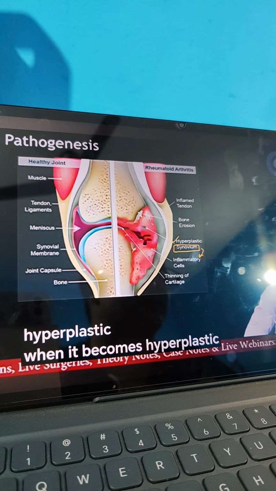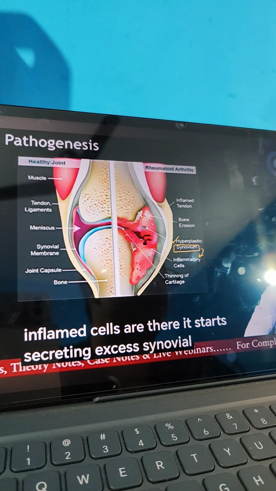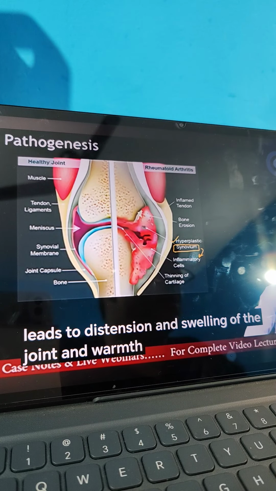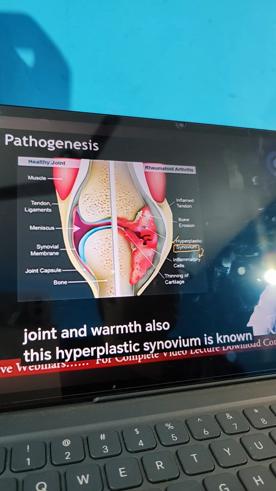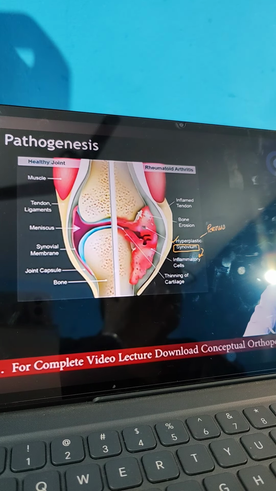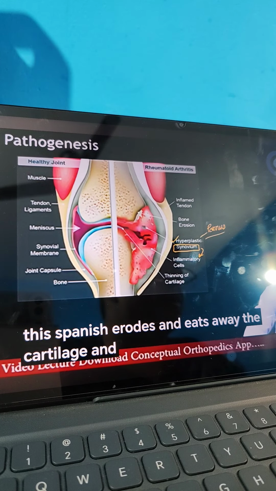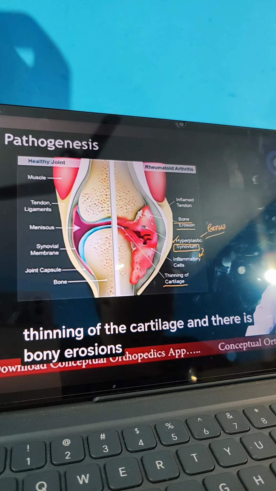When it becomes hyperplastic and inflammatory cells are there, it starts secreting excess synovial fluid, which leads to distension and swelling of the joint, and warmth also. This hyperplastic synovium is known as pannus. This pannus erodes and eats away the cartilage and the bone. So there is thinning of the cartilage and there are bony erosions.